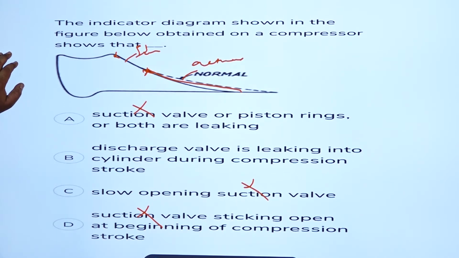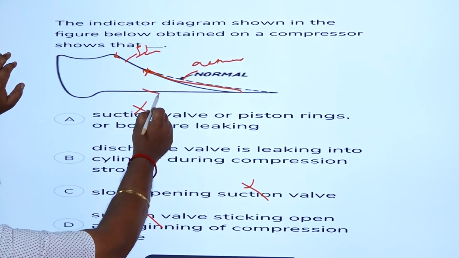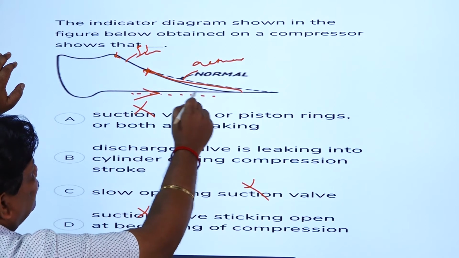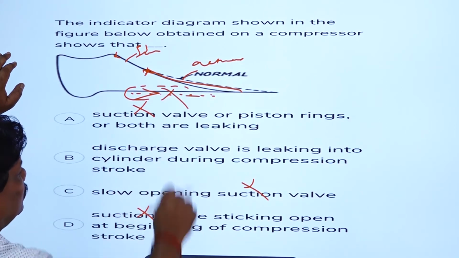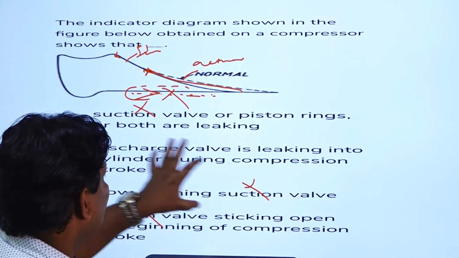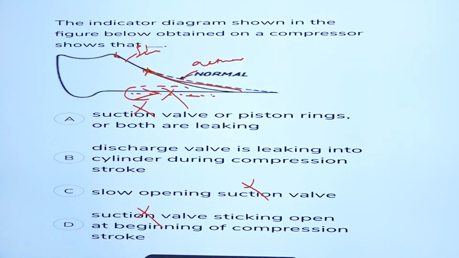Suction valve sticking open at the beginning. That means if it is sticking open at the beginning, this is suction. Something has to be given at this place, but it is not so. So the only answer you can go for is that the discharge valve is leaking into the cylinder during the compression stroke.